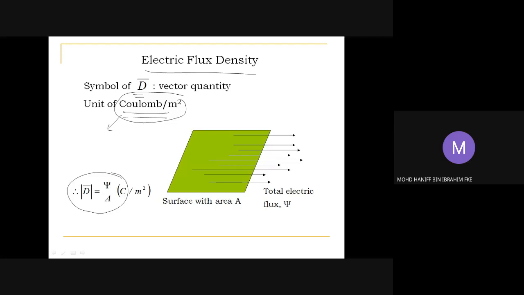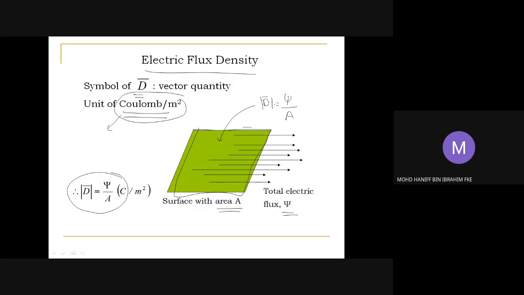If you base on this diagram, where we have a surface given by the area A, and it is given that the total electric flux passing through this surface is psi, then the magnitude of the flux density D observed or calculated on this surface shall be given by the total flux passing through the area divided by this area.